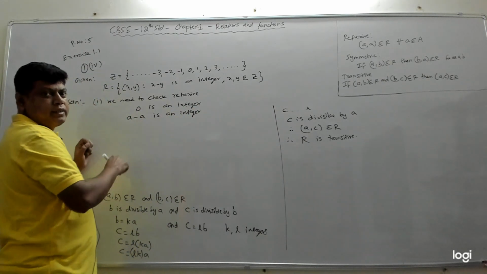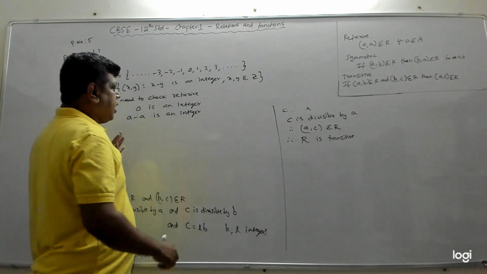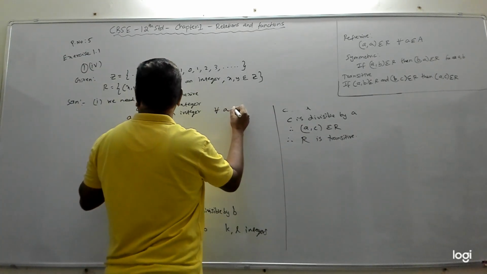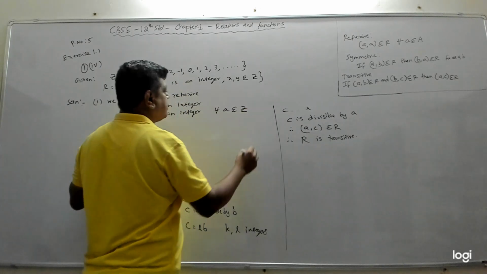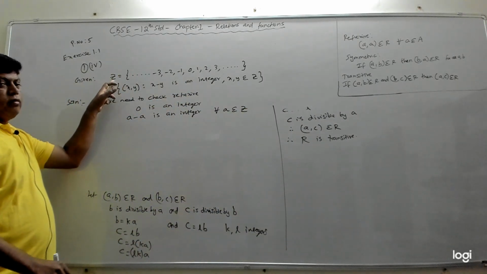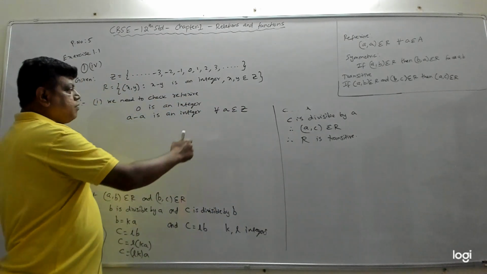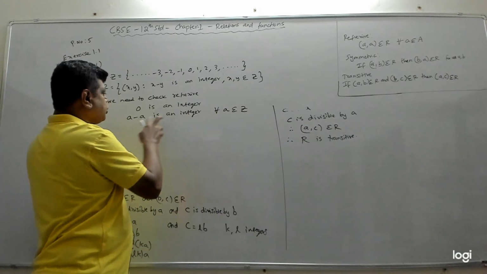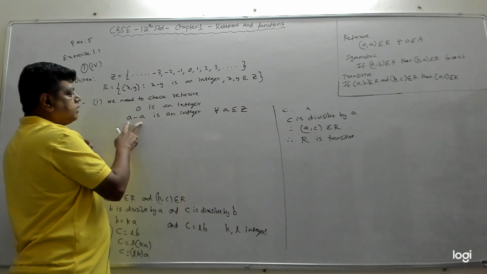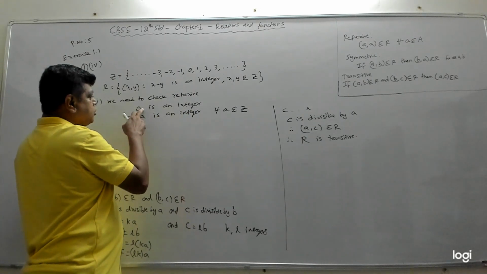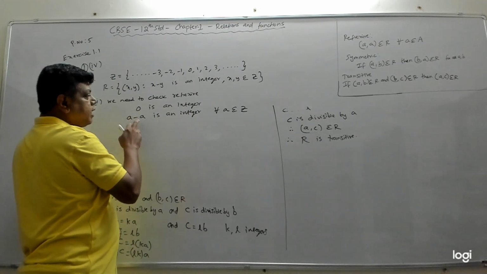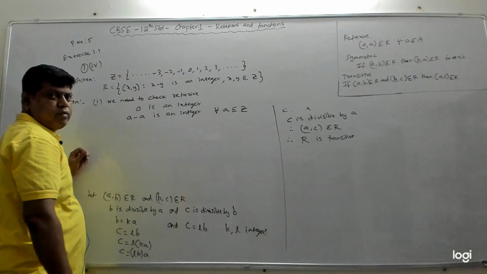0 can be written as A minus A, right? A minus A is 0. And this is true for every A I take from Z. Every A I take, it is true. A minus A is 0, so 0 can be written as A minus A, and this is true for every integer that I take from Z.